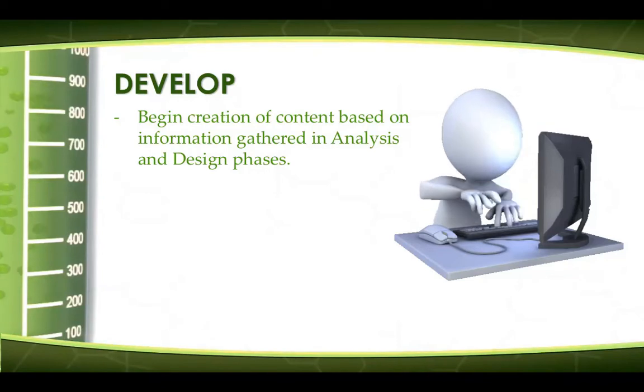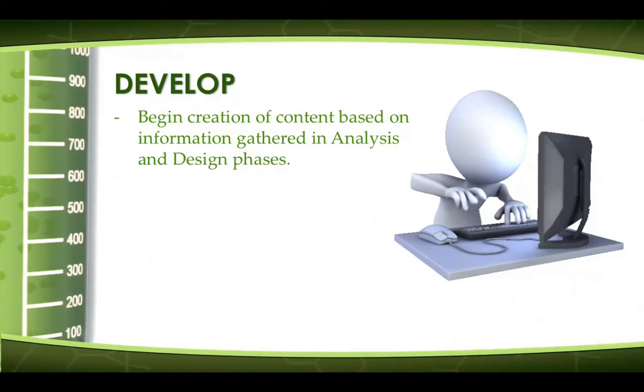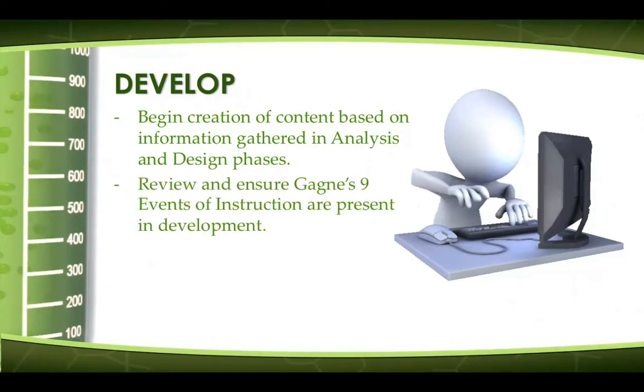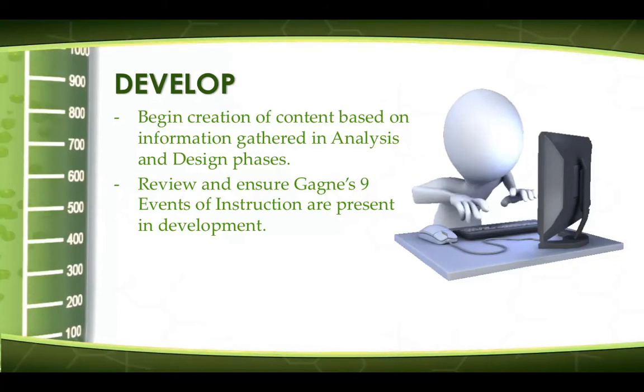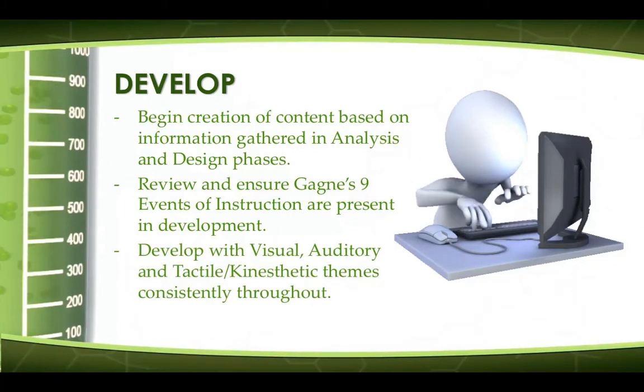During this stage, I want to make sure I put a few things in place as I develop. First, I need to take a look and review Gagne's 9 events of instruction and continue to review to make sure the training I produce contains all of them. Additionally, I want to ensure the training is effective for visual, auditory, and tactile or kinesthetic learners. I want to implement all of these styles throughout the training to ensure it's effective.